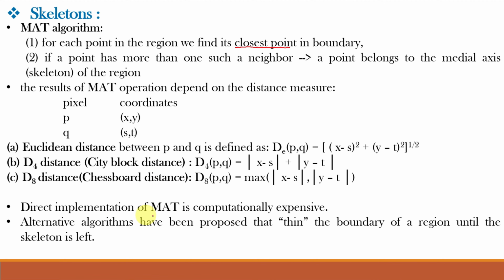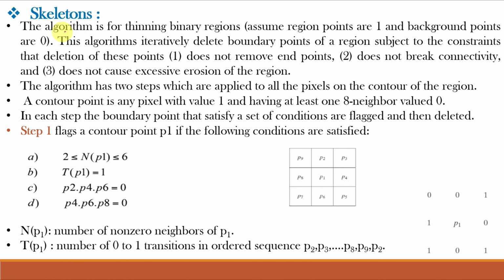But the direct implementation of MAT is computationally expensive, and alternative algorithms have been proposed that thin the boundary of a region until the skeleton is left. And one such alternative algorithm for thinning is like this. There are certain rules for deleting the points. Number 1, that this deletion of points does not remove the endpoints. Number 2, it does not break the connectivity. And number 3, it does not cause excessive erosion of the region.